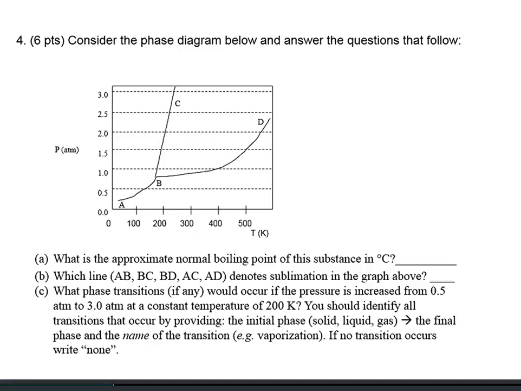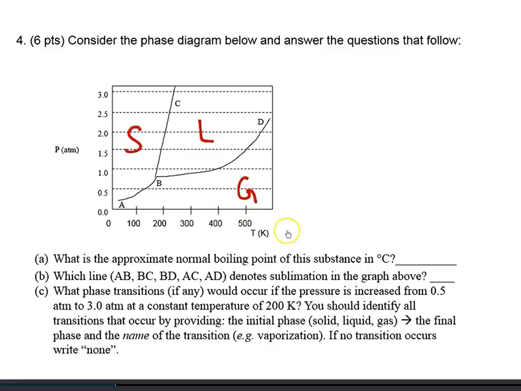Number 4, consider the phase diagram below. Answer the questions that follow. The first thing we need to do is label our phase diagram with the solid and the liquid and the gas, which is here. It's pretty important that you can do this. If you did this incorrectly, then you would have gotten a lot of this wrong. And it's just, you know, solid is present at either low temperature or high pressure, right?